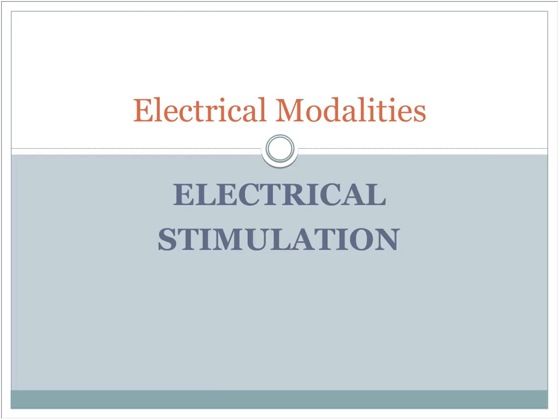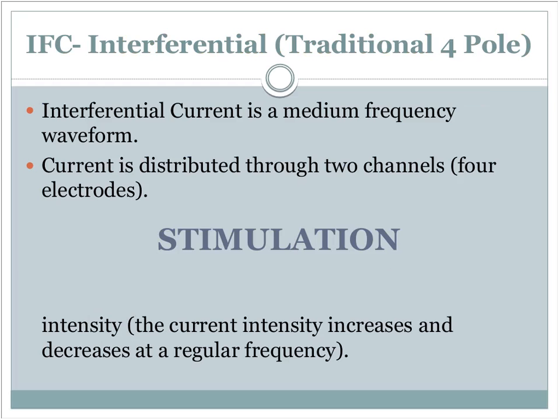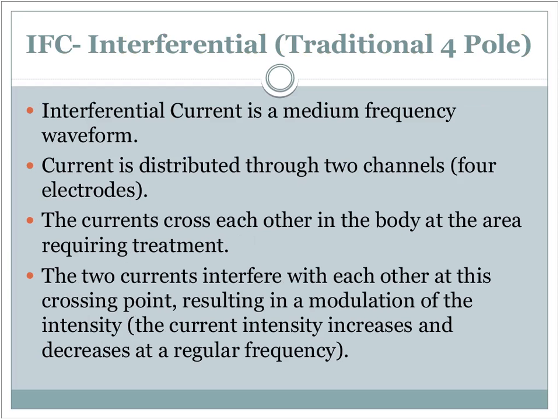So let's talk about electrical stimulation. The different types of electrical stimulation, I'd listed them for you before. We're going to start with interferential current, IFC. It's a traditional 4-pole electrical stimulation. What that means is you have to have 2 channels in order to deliver this type of intervention.